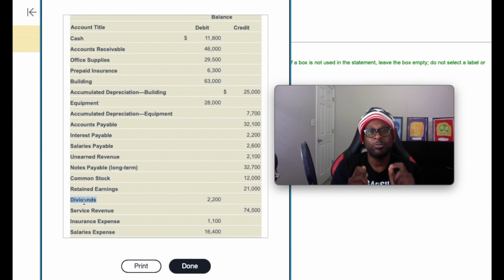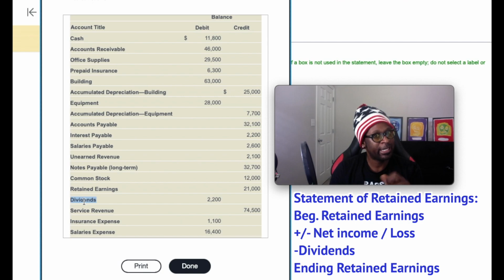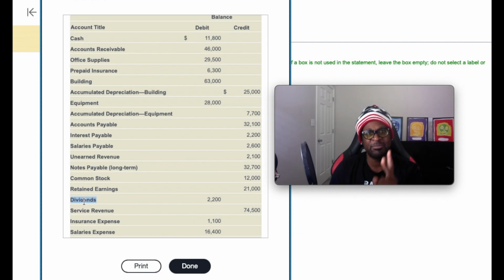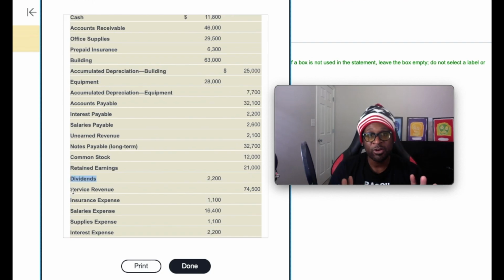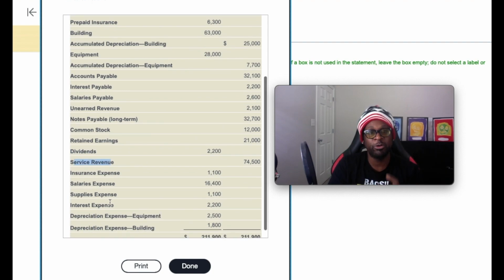The dividend account will be reported only on the statement of retained earnings. Remember, gang, the statement of retained earnings shows the changes or the effects on retained earnings in the period. That's the second financial statement that must be reported after the income statement. We know that all our service revenue and expense accounts will be reported on the income statement, gang, because that's going to determine how much income or loss was generated for the period. So now that we know what goes where, let's get to it.